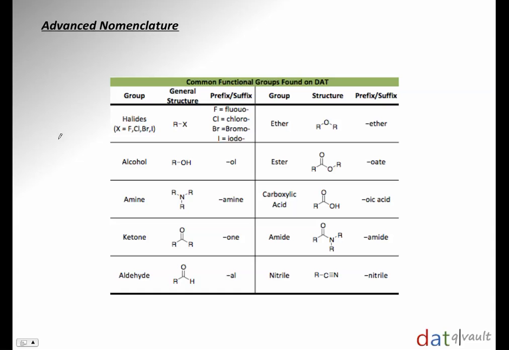When we're talking about advanced nomenclature, we're going to go through a lot of the different functional groups found on molecules that could be on the DAT. Here I have a chart of the functional groups we're going to go over and learn how to name in this lecture, that you will see on the DAT exam. These functional groups include alcohols, amines, ketones, aldehydes, ethers, esters, carboxylic acids, amides, and nitriles. You should definitely try to memorize this chart before you take the DAT so that you know what the general structure of each of these functional groups looks like and how to name them based on the prefixes and suffixes shown here in the chart.